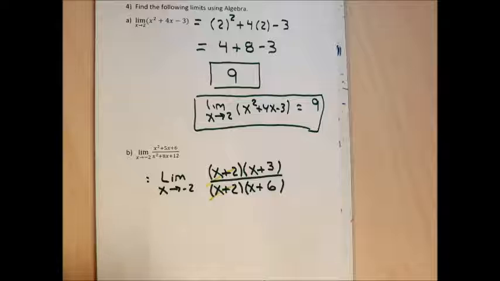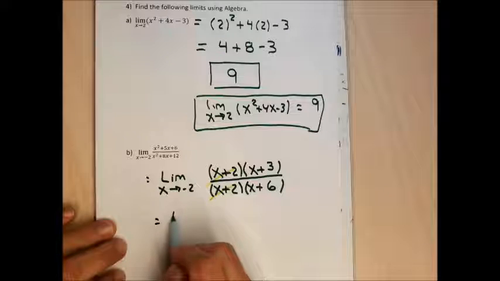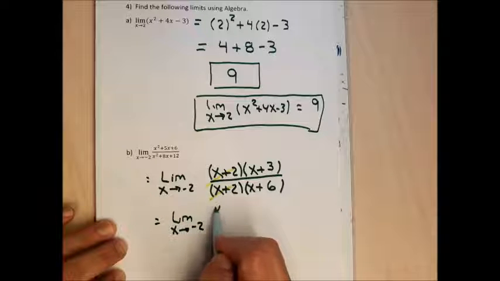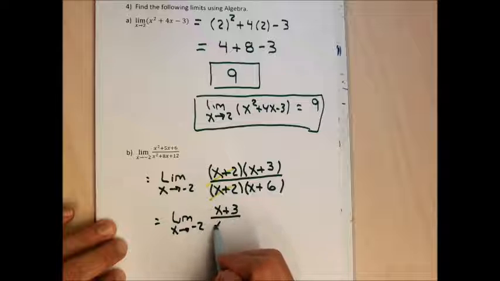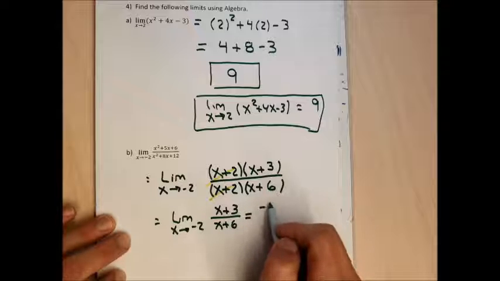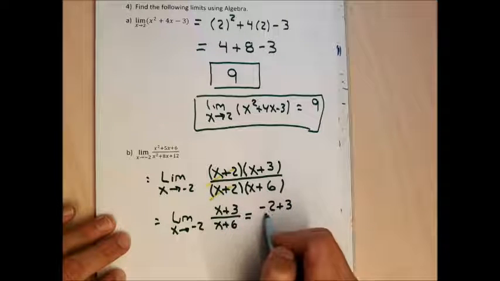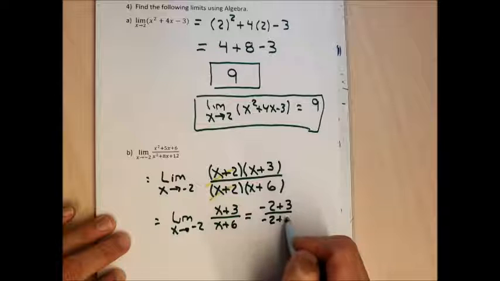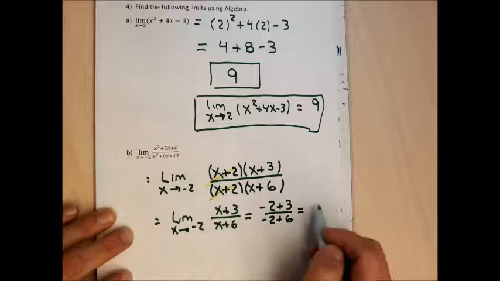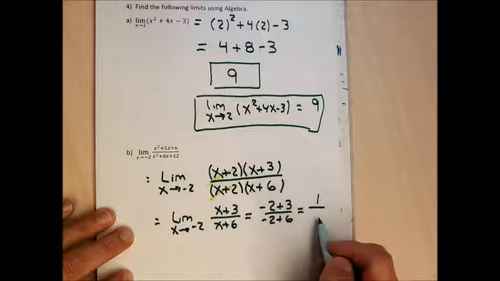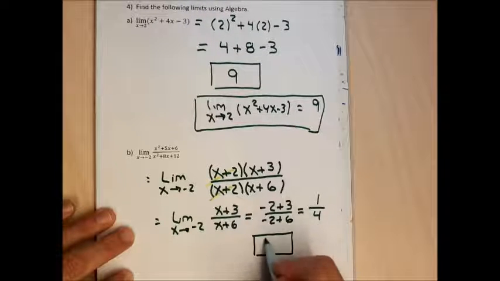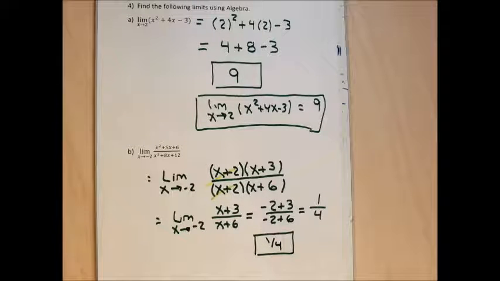Now I'm going to cancel the x plus 2's, and now I can rewrite the problem as the limit as x approaches negative 2 of the fraction x plus 3 over x plus 6. Now I'm at a place where I can plug that number, negative 2, in and not get 0 over 0 and actually get the answer to my question. So in the numerator for the x and in the denominator for the x, I plugged in negative 2. The numerator, I get negative 2 plus 3, which is positive 1. The denominator, I get negative 2 plus 6, which is positive 4. That's going to be the answer to part B. And I'm not going to write the whole problem with the answer. I'm just going to say the answer to part B is 1/4.